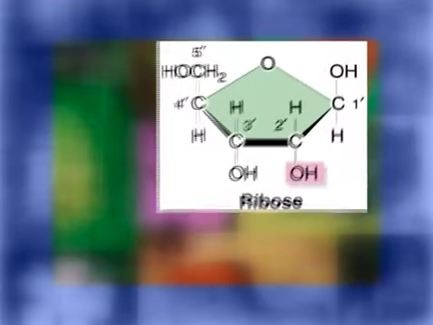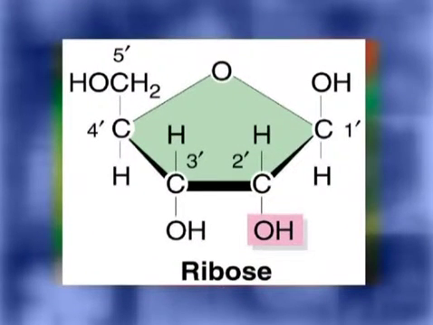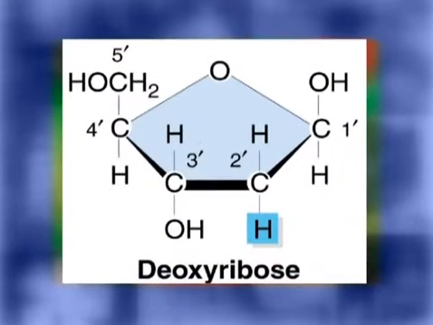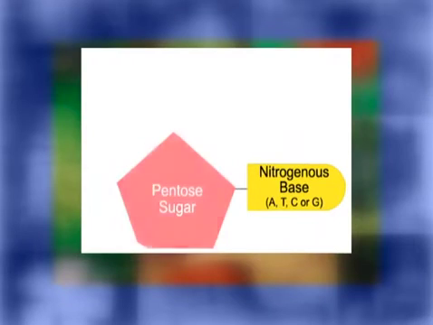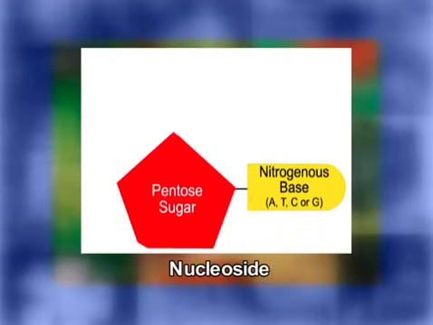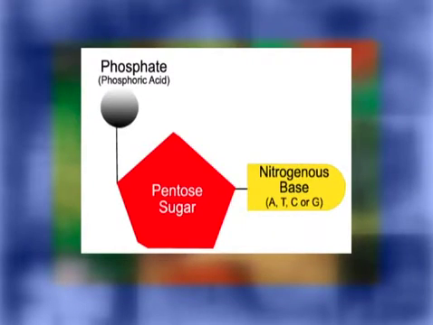A ribose is a 5-member ring which consists of 4 carbon atoms, while the 5th carbon is outside the ring. In deoxyribose, an oxygen atom is missing at position 2, and hence the name deoxyribose. A nitrogen base coupled with sugar forms a nucleoside. By the addition of a phosphoric acid molecule to a nucleoside, a nucleotide is formed.